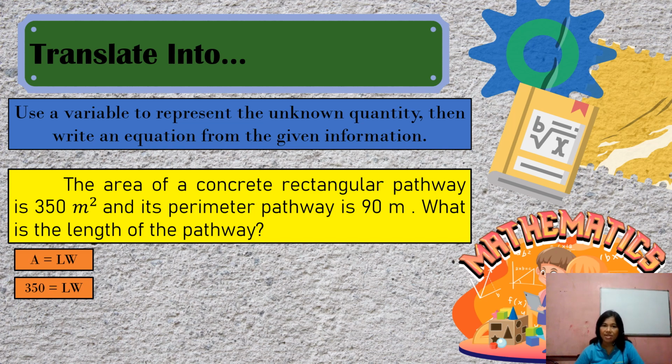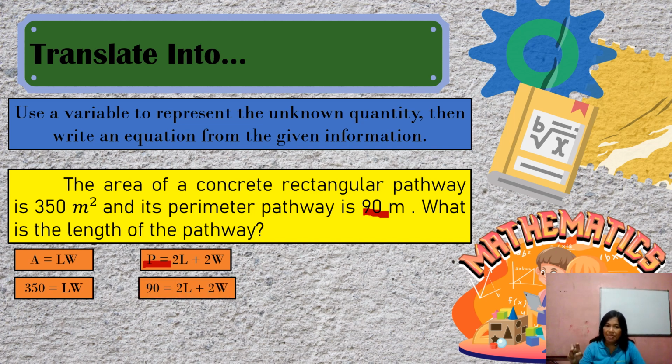The next given is perimeter. Remember that perimeter is 2 times the length added with 2 times the width. So it's P equals 2L plus 2W. Now, since perimeter is given to be 90, just like what we did with the area, we will substitute this P with 90. So it will become 90 equals 2L plus 2W.